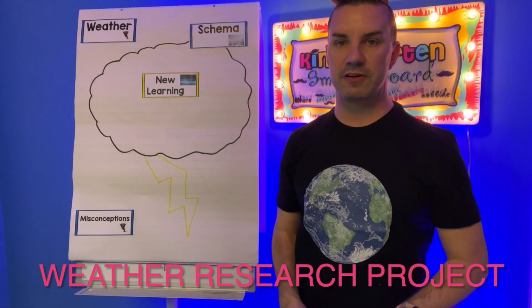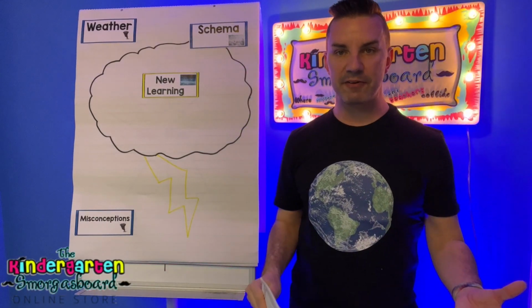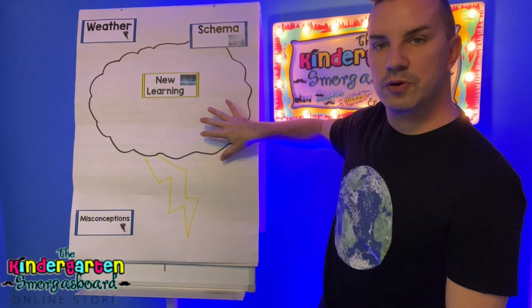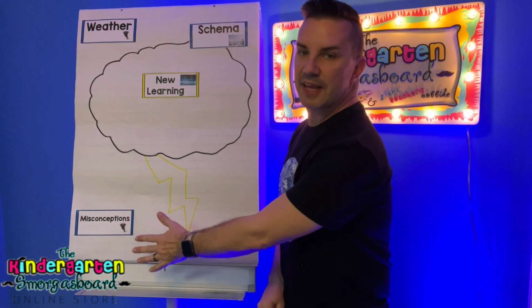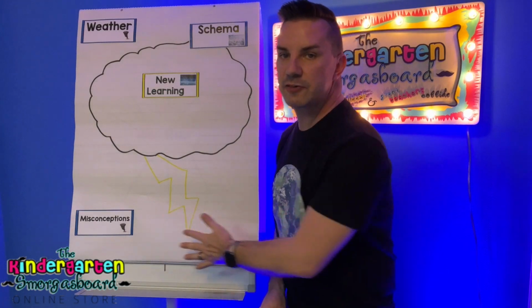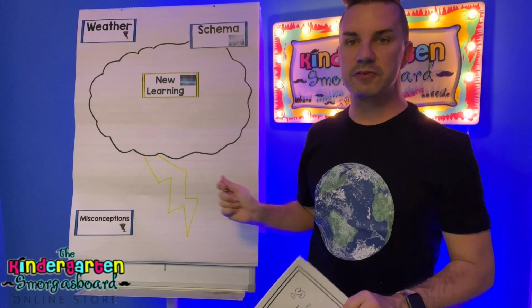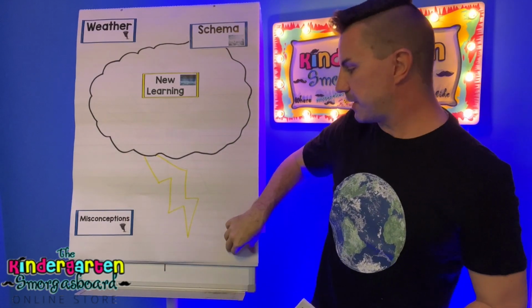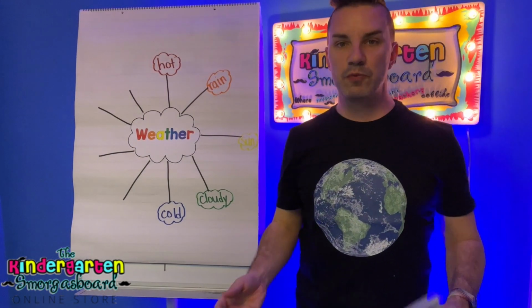All of our research starts with a schema map. So we record the student's schema or background knowledge. As we go through the research project and learn about weather, we record new learning. And as we learn, we can address misconceptions. We do our schema maps with the Post-it notes so that we can move those sticky notes around as we learn about the weather.